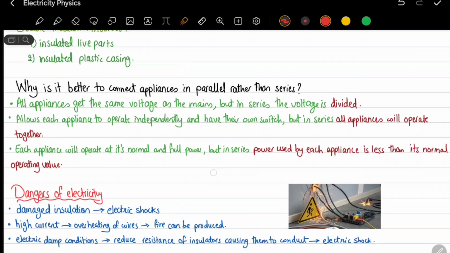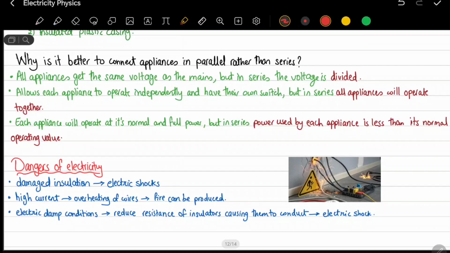Now, why is it better to connect appliances in parallel rather than series? The reason here is that when the appliances are connected in parallel, they get the same voltage. And we did mention this earlier, that the voltage is the same all throughout the circuit in a parallel circuit. So we're going to get the same voltage as the mains, but in series the voltage is divided. This allows each appliance to operate independently.